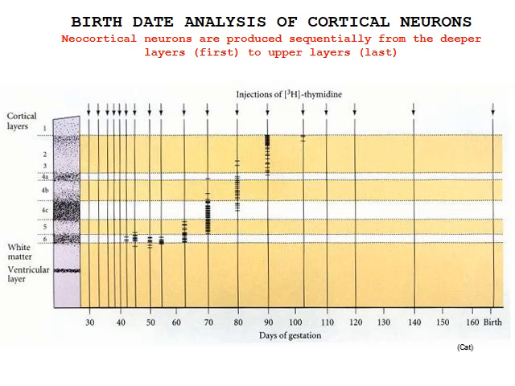A very interesting feature of neocortical development that makes it an ideal model to study temporal patterning is that the 6 layers are generated sequentially, from the deepest first to the upper layers last.